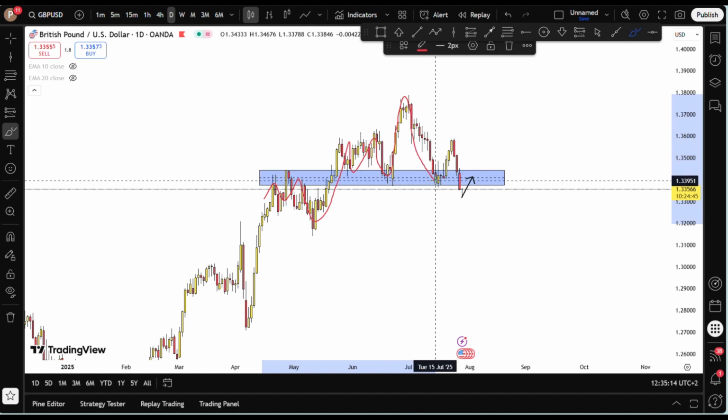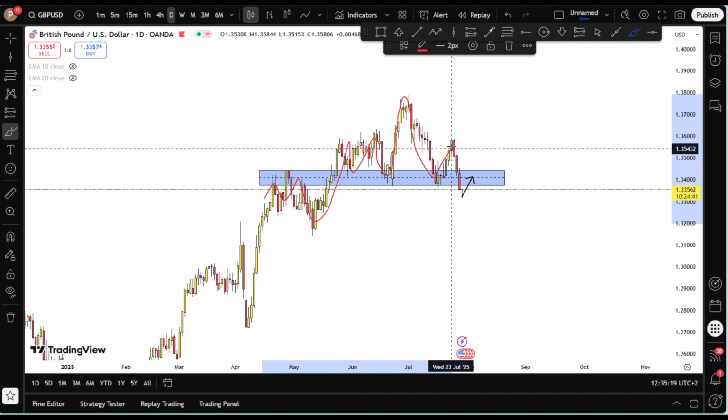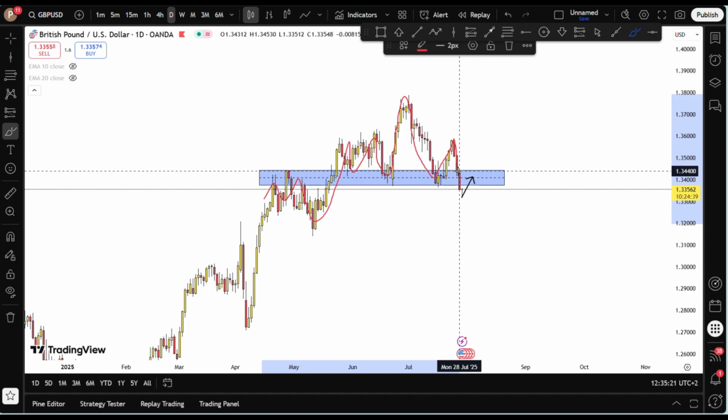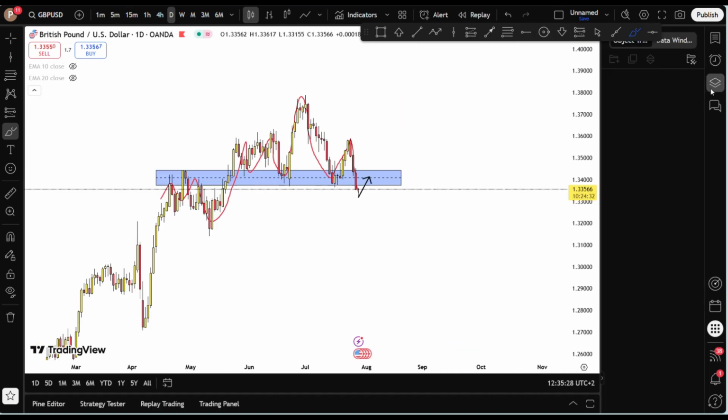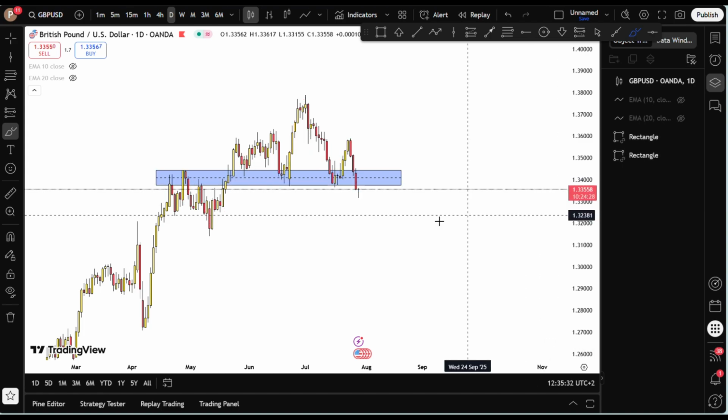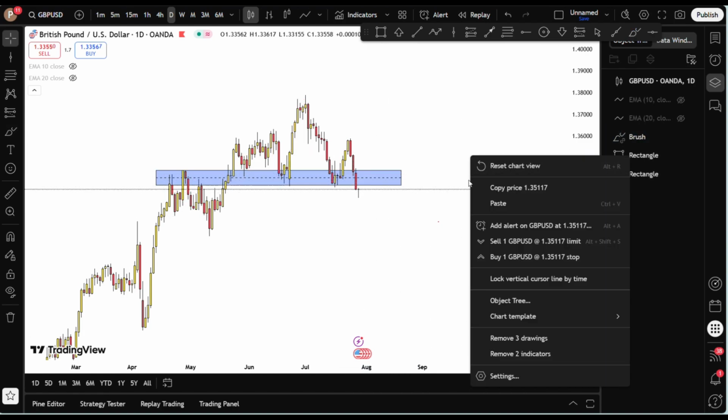But instead it came back lower to the zone again to try and test it again. Tested it, there was a rejection, came back again, and now it closed below our support, meaning we are dealing with resistance right now. This is now a resistance level.